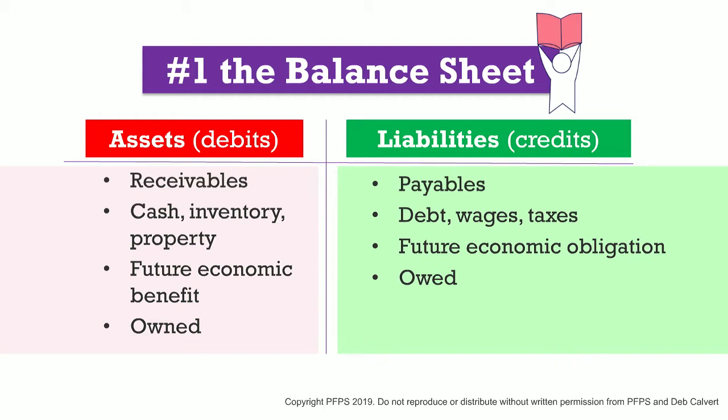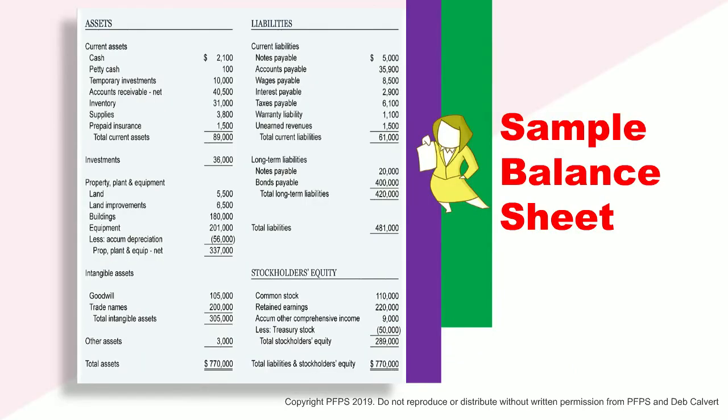Most balance sheets will show a breakdown of assets and liabilities. They're going to be in a line item format, side by side. And these are usually classified into predetermined groupings. So here's what it might look like. This is a sample balance sheet.